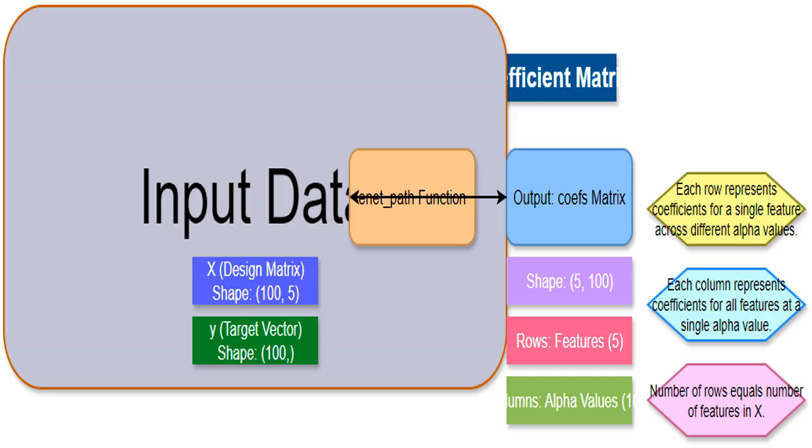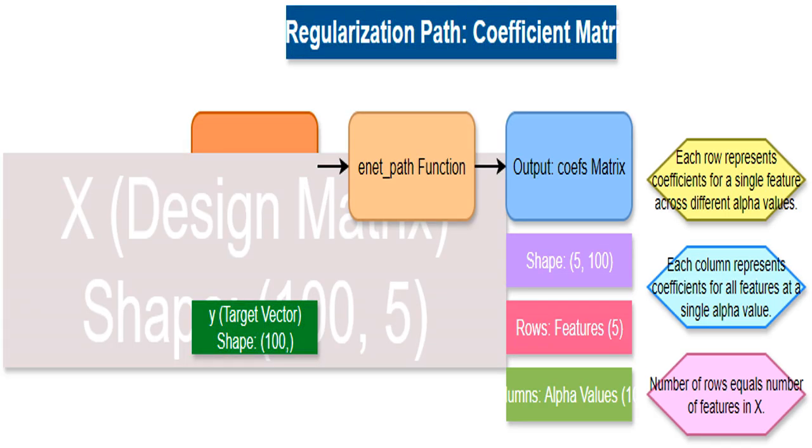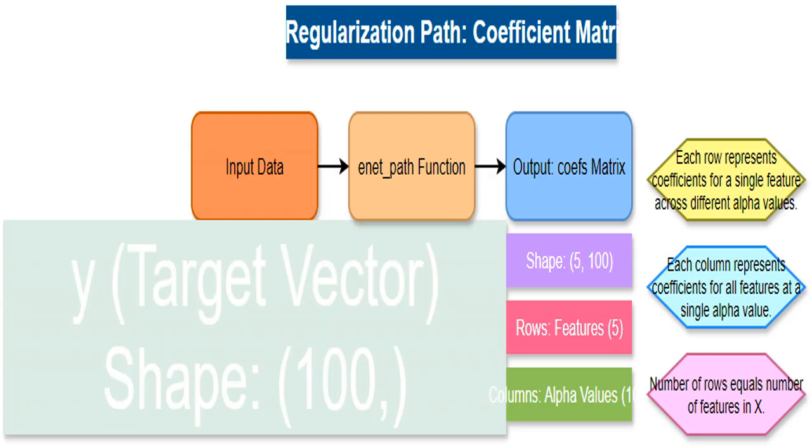I see we're working with a design matrix, X, which has 100 samples and 5 features. Think of each row as a different data point, and each column as a different characteristic of that data point. This simply means X is a 2-dimensional array with 100 rows and 5 columns. This is the scikit-learn function I'll use to calculate the regularization path for an elastic net model. Elastic net combines lasso, L1 penalty, and ridge, L2 penalty, regularization to prevent overfitting.